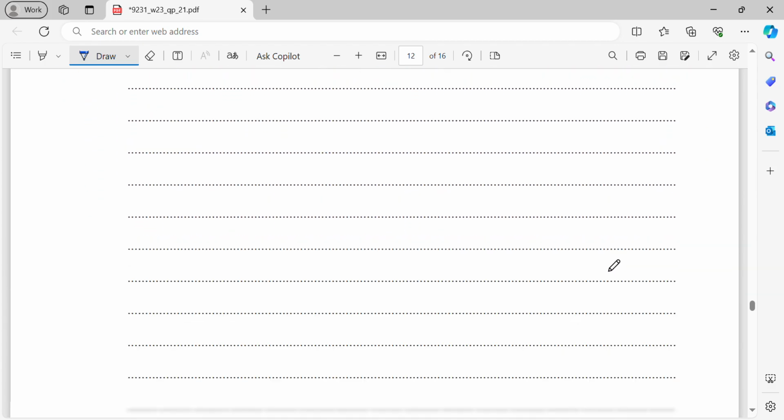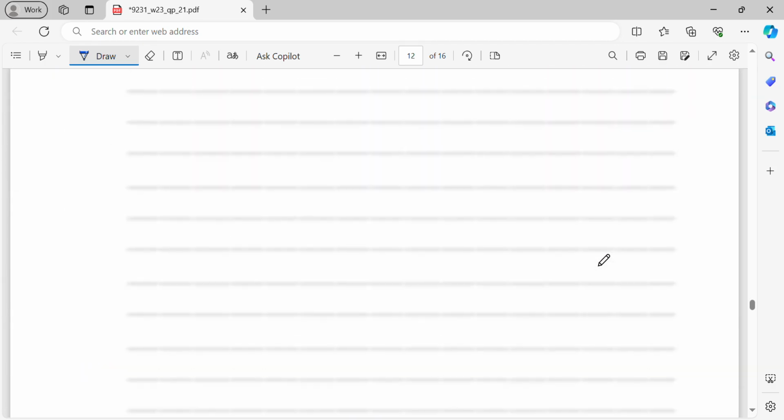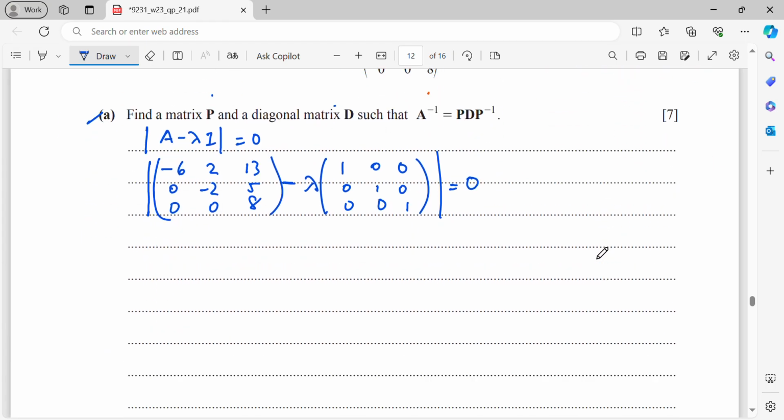So that means this is same as the determinant of minus 6 minus lambda, then 2, 13. The second value is 0, then minus 2 minus lambda here. So the diagonal, you have to minus lambda. So minus 2 minus lambda, then 5, followed by 0, 0, 8 minus lambda.